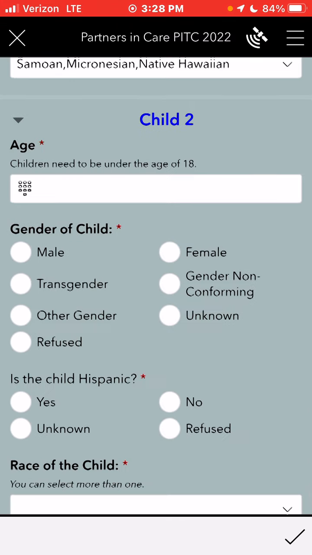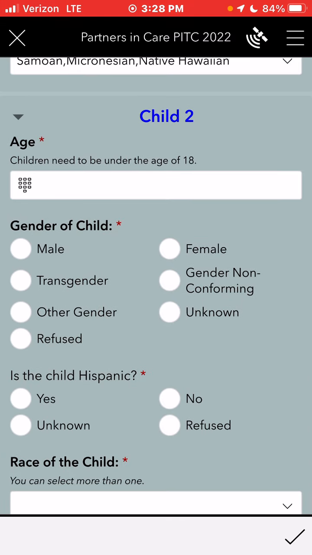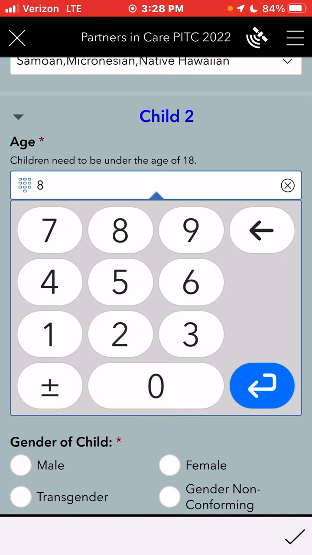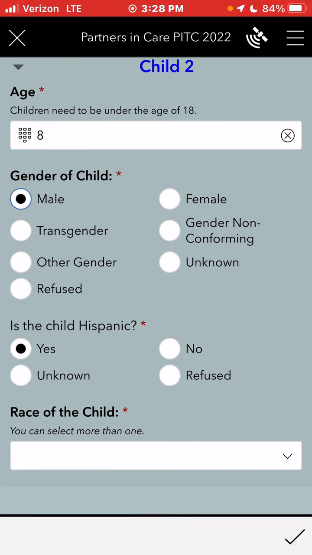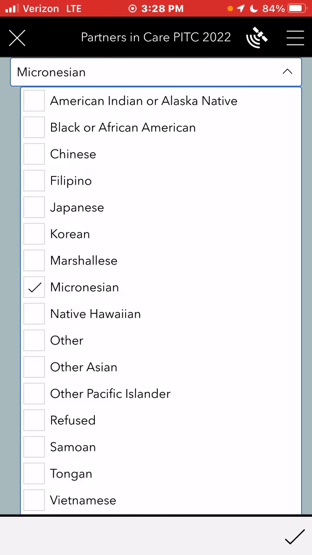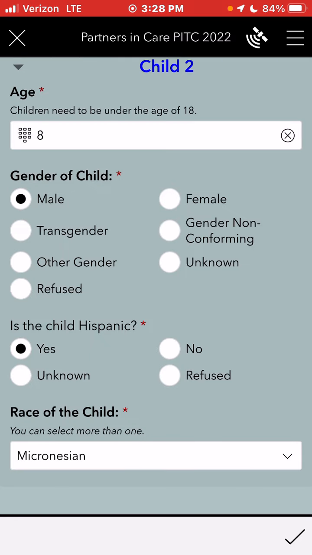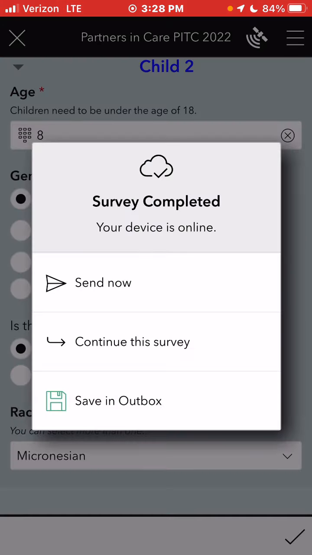Those are the same questions that will be asked for all children. So you can type in their age, their gender, if they are Hispanic, and then their race. Once you finish this part of the survey, you can press the check mark in the bottom right corner. It will say Send Now, Continue this survey, or Save in Outbox. Never press Save in Outbox.